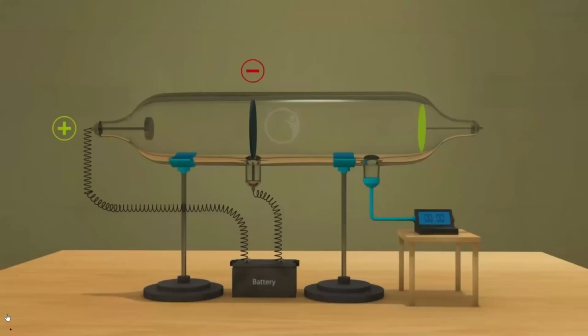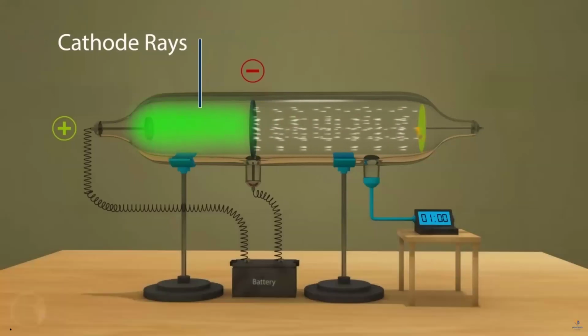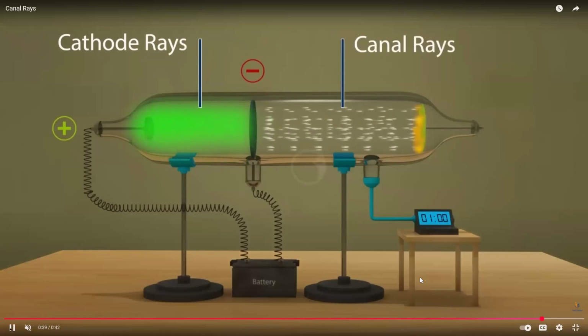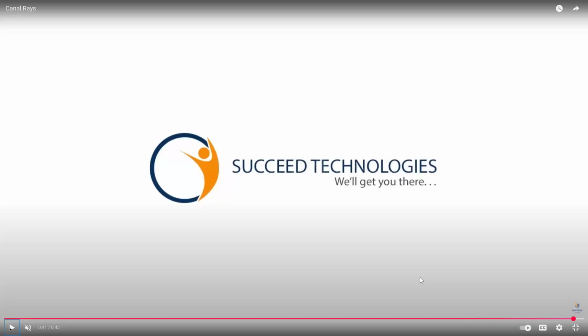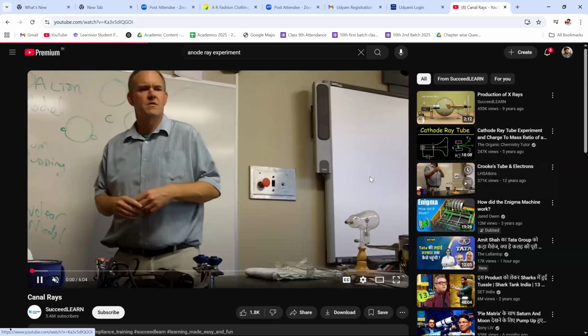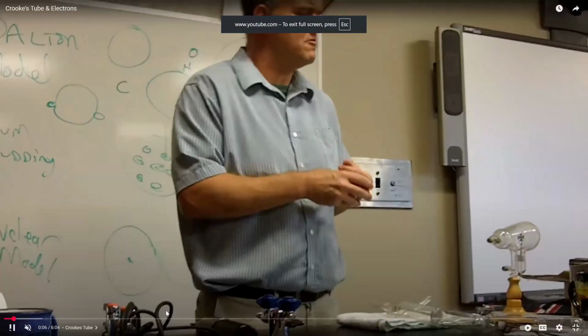So this is a zinc fluorescent screen, and when we pass electricity to it at very low pressure, we see that these beams are moving from negative to positive. Okay, got it? Understood? And they are also carrying mass. You can check other videos related to the cathode ray experiment. You can check in real life how the cathode ray tube looks like. This is the cathode ray tube.